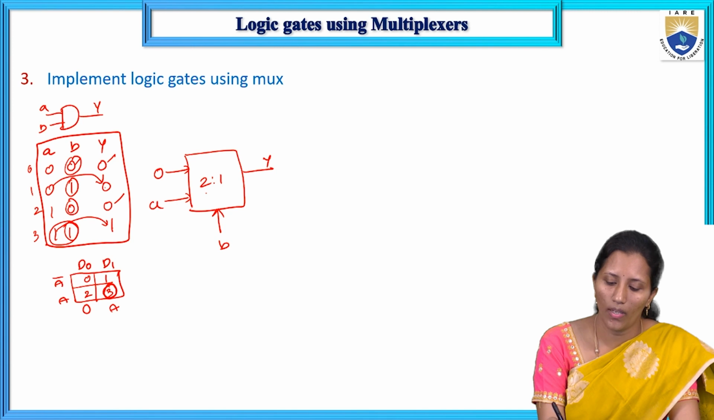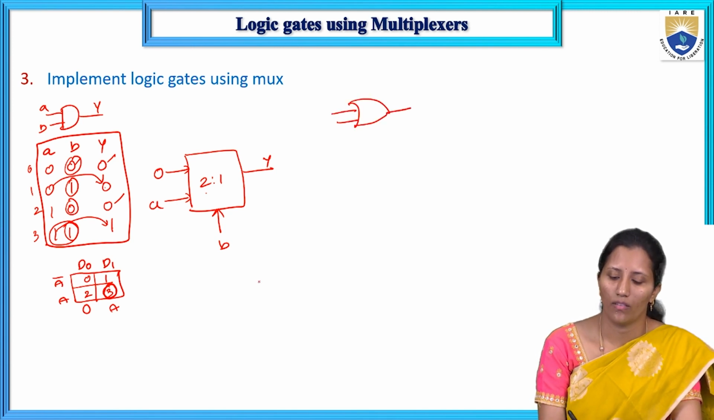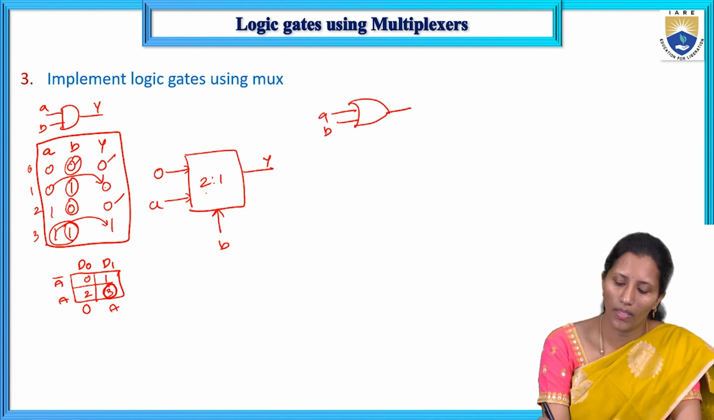Okay. For example, I want to implement an OR gate using a multiplexer. Okay. So OR gate, A and B and Y. So A, B, Y.